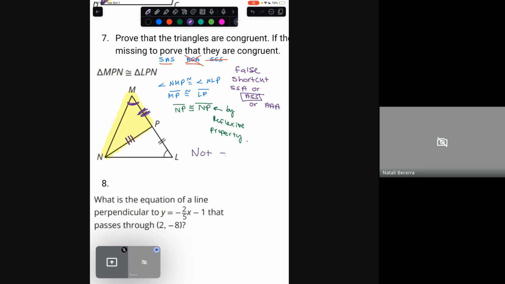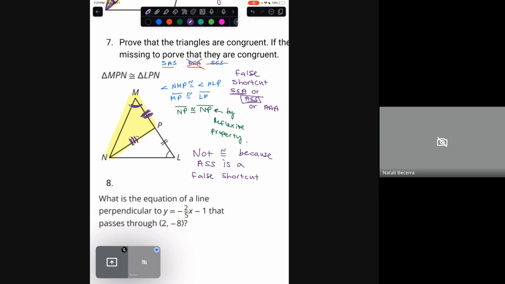Not congruent because ASS is a false shortcut. So remember that the order matters. Okay. So the order that you read it matters a lot. So you could have read it side, side, angle. That's still not one of them. Or you could have read it as ASS, which is the one that we can't use.